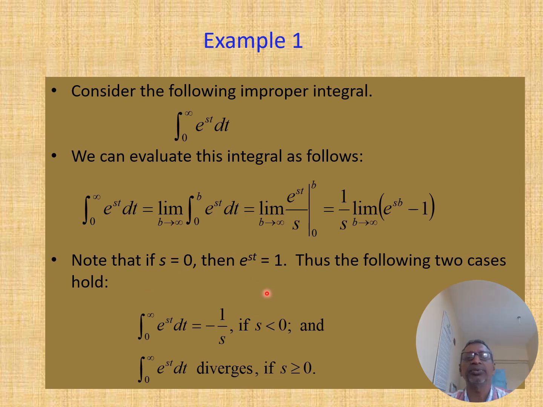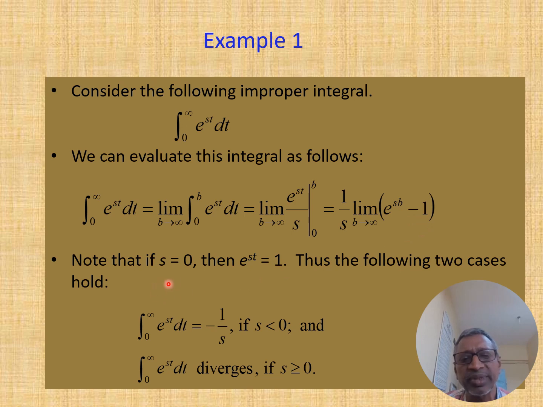Now we'll try to calculate the Laplace transform for simple examples. Consider the following improper integral, the integral from 0 to infinity of e^(st) dt. Here we see that the integral is going to be 1/s. When I do the integration, I get (1/s) times the limit as b tends to infinity of (e^(sb) minus 1).